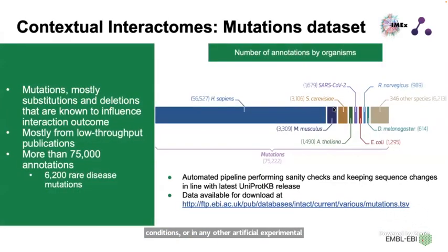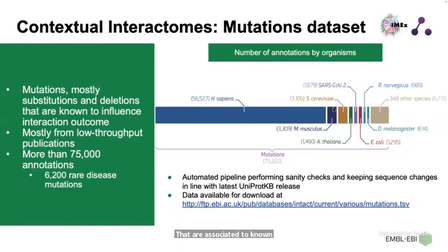Okay, so leveraging the deep curation model, we have generated contextual interactomes. One good example is the mutations dataset, wherein mutations, mostly substitutions and deletions, that are known to influence the interaction outcome are being captured, mostly from low-throughput publications. We have more than 75,000 annotations, out of which more than 6,000 annotations are associated with known rare diseases.